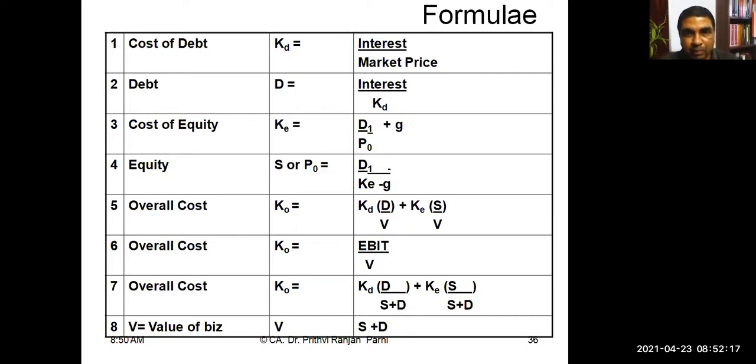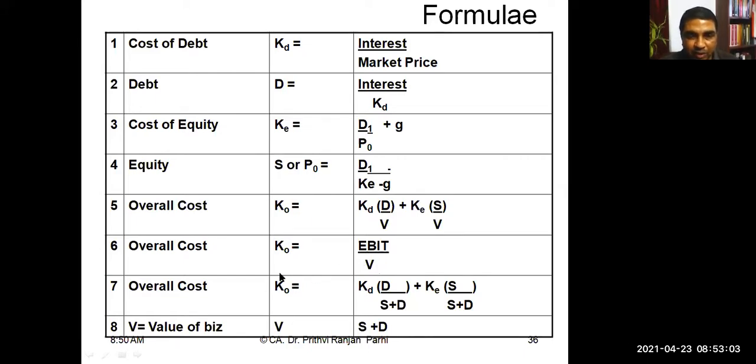So KE is equal to D1 by P0 plus G, that is, future dividend divided by present price plus growth. From the above formula, we can derive P0 is equal to D1 by KE minus G. Overall cost, which is KO, is equal to cost of debt into debt by value plus cost of equity into share by value. That means cost of debt into debt's proportion in total capital plus cost of equity into equity's proportion in the total capital. So these two when added will give overall cost, and overall cost is equal to EBIT by V.